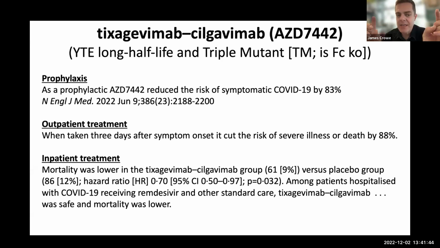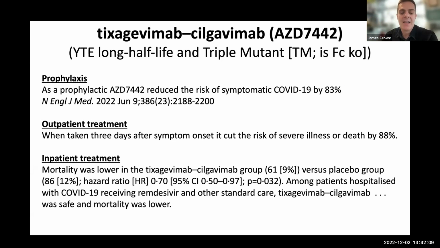Those molecules were complicated because they were YTE to have a long half-life. They were 90 days or more half-life. They were also the triple mutant. And they worked in prophylaxis. If they were given within 3 days, they worked in outpatient treatment, and the mortality was 30% lower in the clinic. Now, the primary outcome was time to recovery. So in essence, the trial failed.